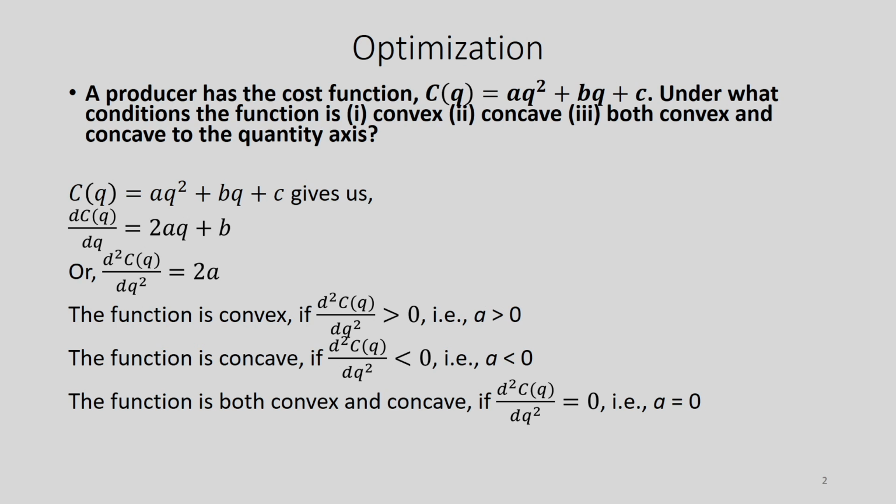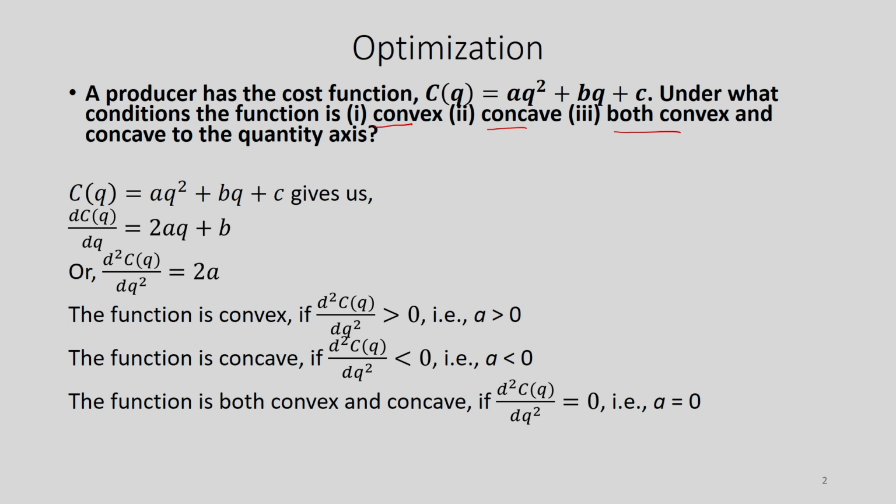A producer has a cost function C(Q) equals aQ squared plus bQ plus c. a, b and c are small letters. Under what conditions is the function convex? This is the first part. The second part, the function is concave, and the third part, both convex and concave to the quantity axis.